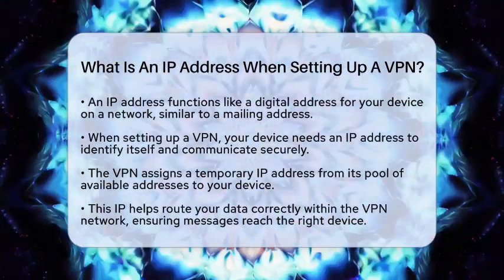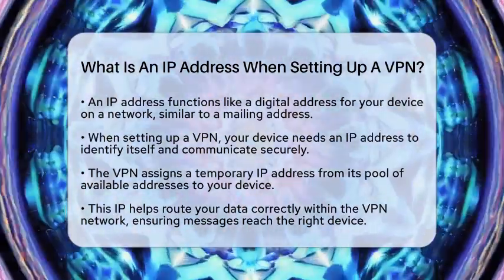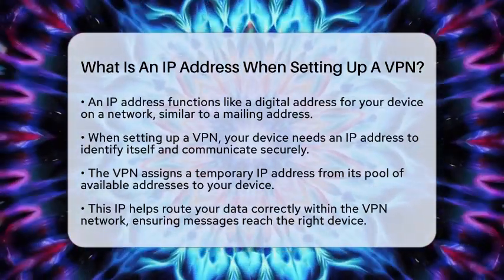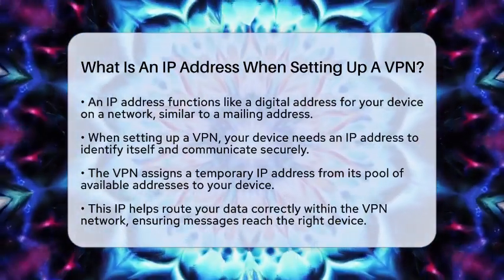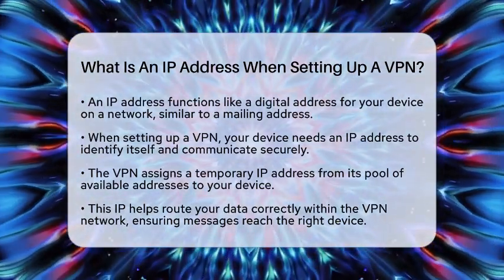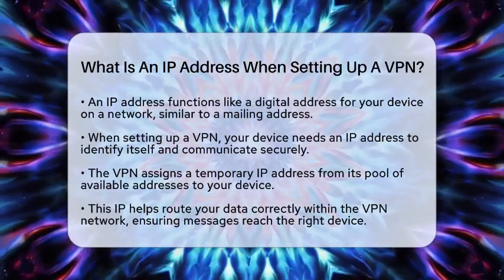When you set up a virtual private network, or VPN, your device needs a way to be identified and communicate securely. That's where an IP address comes in. It is a unique number assigned to your device when you connect to the VPN. Think of it as a digital address that tells other devices where you are on the network.